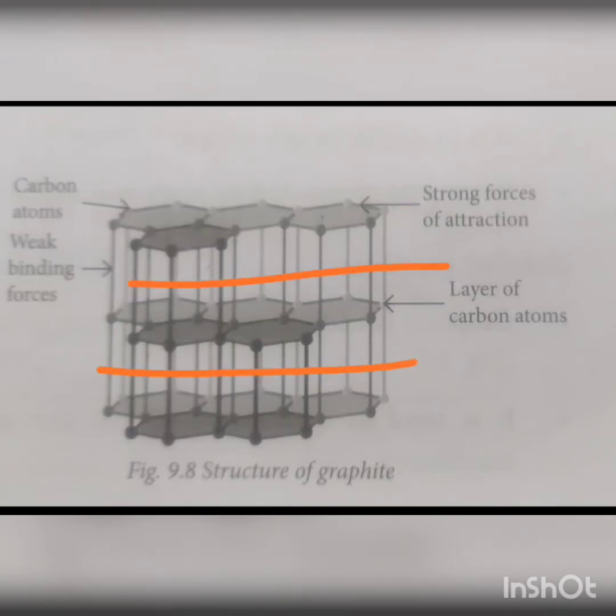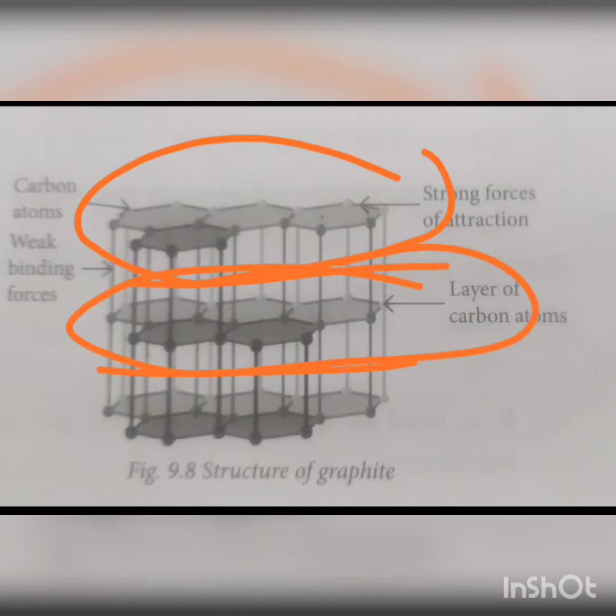The carbon atoms within a layer are bonded by strong forces of attraction. However, the carbon atoms of one layer are bonded to carbon atoms of another layer by weak forces of attraction, and hence each layer can easily slip over another layer. This makes graphite soft and slippery, hence it is a good lubricating agent.